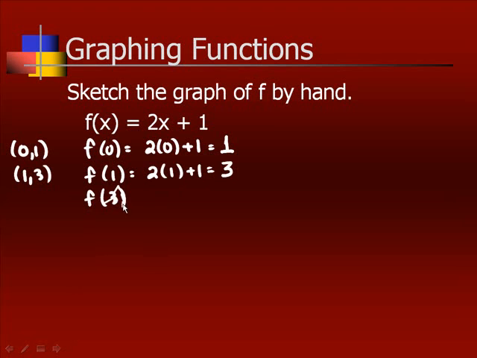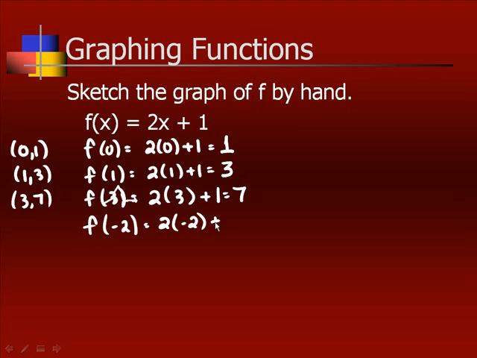Let's do another one. Let's just pick something. Let's say we pick f of 3. 2 times 3 plus 1, which is 6 plus 1, which is 7. So that means 3, 7 is on the line, on the graph. What about f of negative 2? 2 times negative 2 plus 1, which would be negative 4 plus 1, which is negative 3. So negative 2, negative 3 is on the graph.